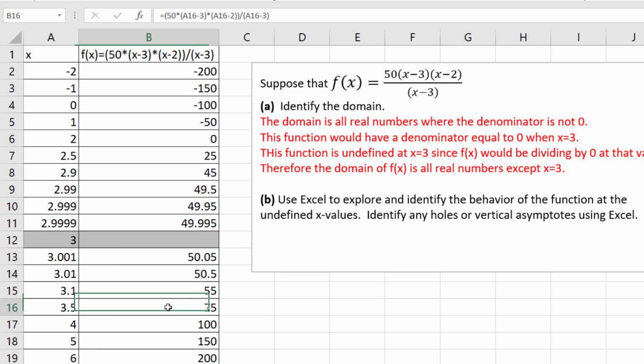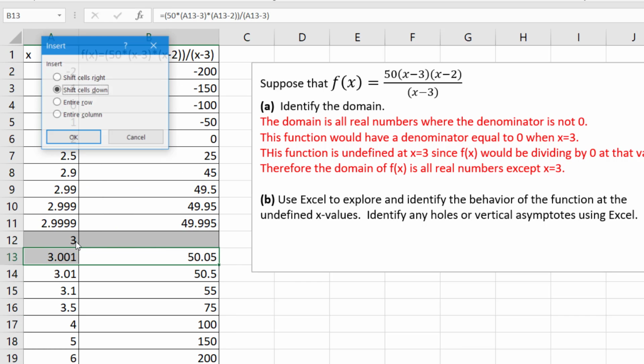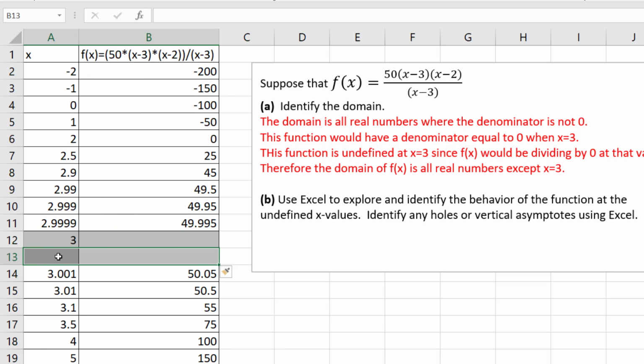We see the same behavior as we approach x equals 3 from the right side. The y value is 55, then 50.5, then 50.05. If you insert another value that's even closer, like x equals 3.0001, we see the y value is 50.005. So those y values are also approaching 50.